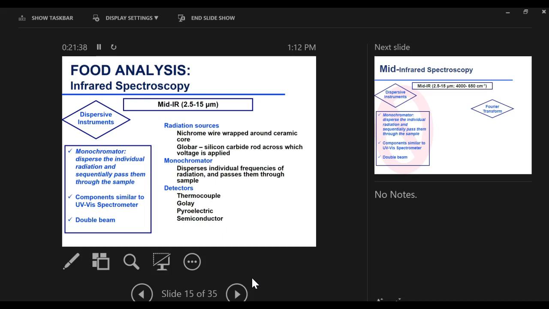Okay? The components within the instrument are similar to that of the UV-Vis, and often it's double beam. That means the beam is split between a reference cell and a sample cell.